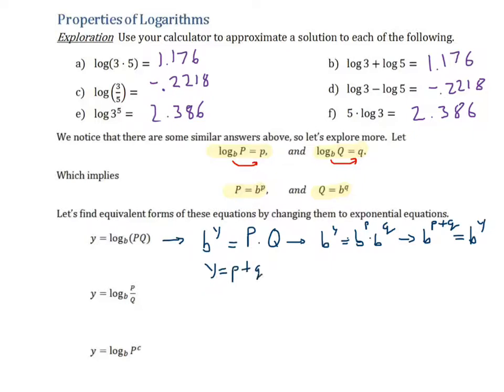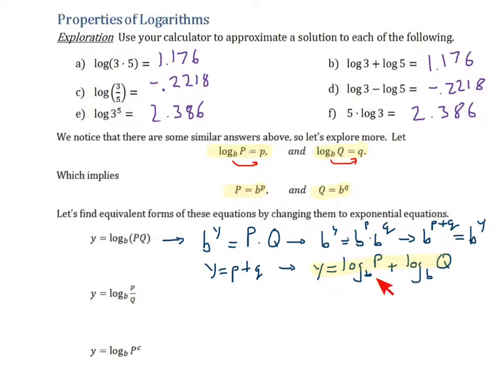Well, little p and little q are just, substituting from up here, these logarithms. So we end up with log base b of capital P plus log base b of capital Q. All right, so we've proven there that this is true. Okay, let's try another one.